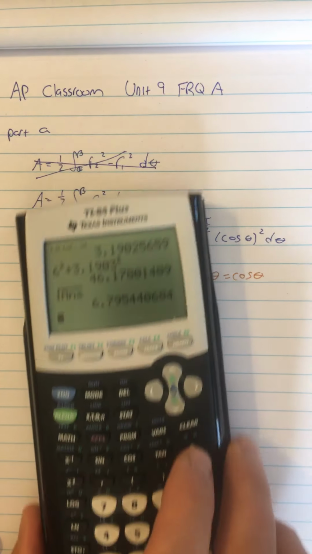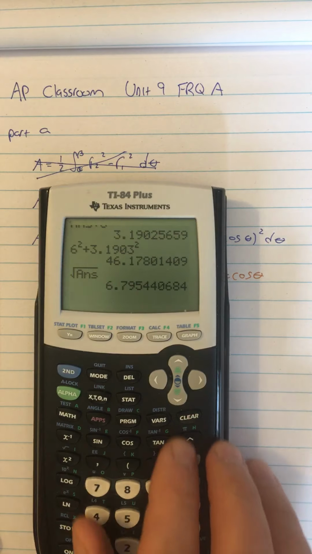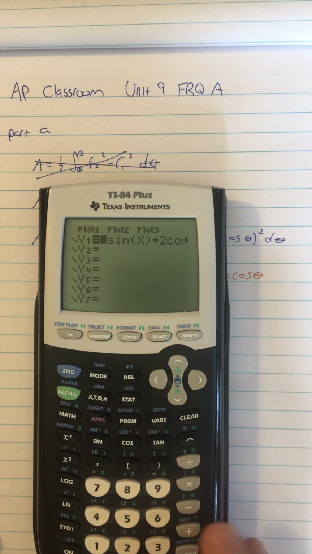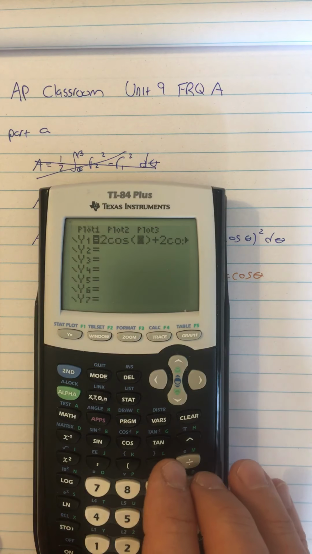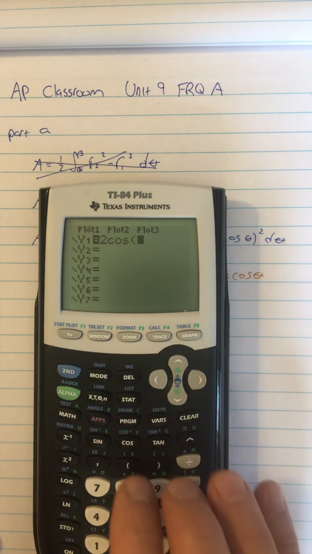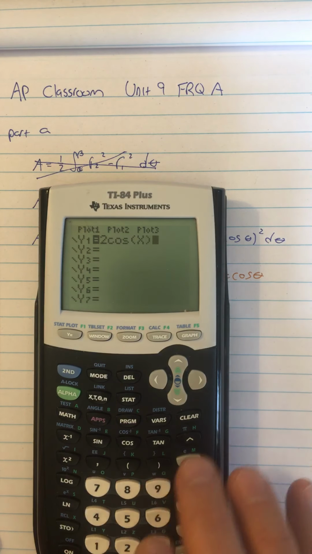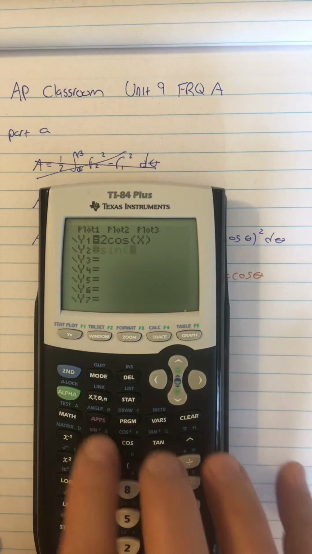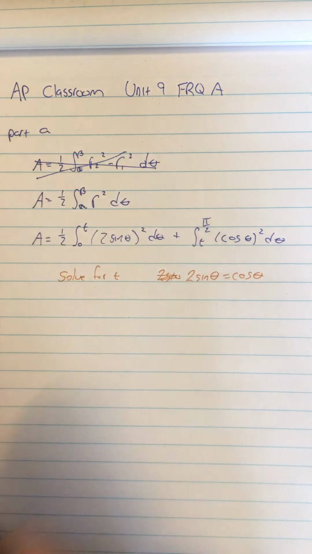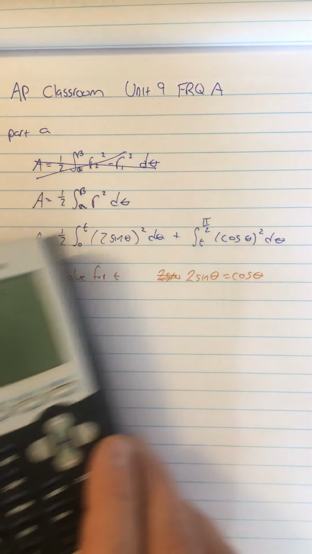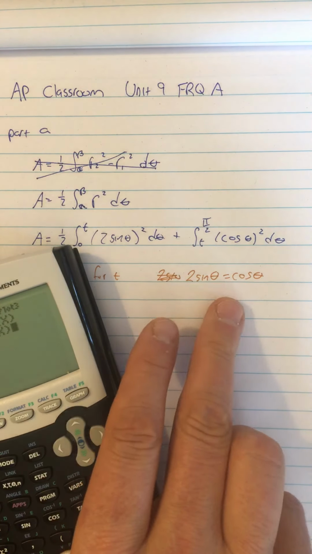And we want to know when 2 sine theta equals cosine theta. So we'll go to our y window. We'll put in 2 cosine x. Oh, let's just clear all that and start over. 2 cosine x. And then our other function is going to be sine of x. Make sure I got my functions right. No, I have them totally wrong. It's 2 sine theta and cosine theta.